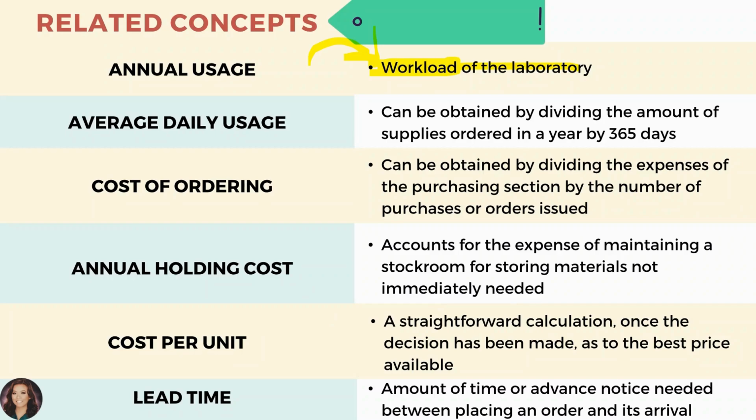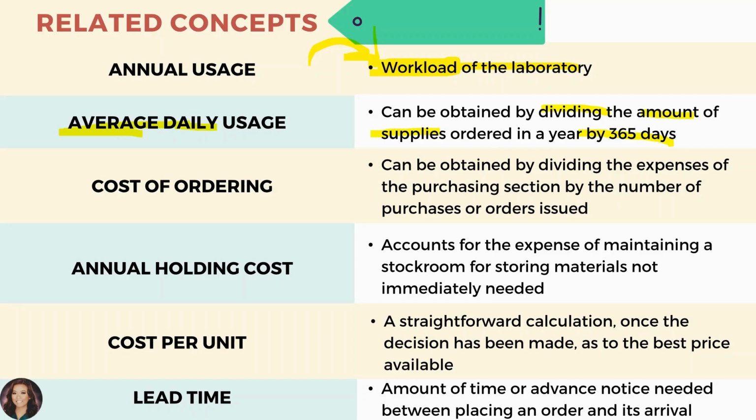What about the average daily usage? The average daily usage can be obtained by dividing the amount of supplies you ordered in 1 year by 365 days. Okay, divide the amount of supply divided by 365 days. And yun yung average daily usage mo.